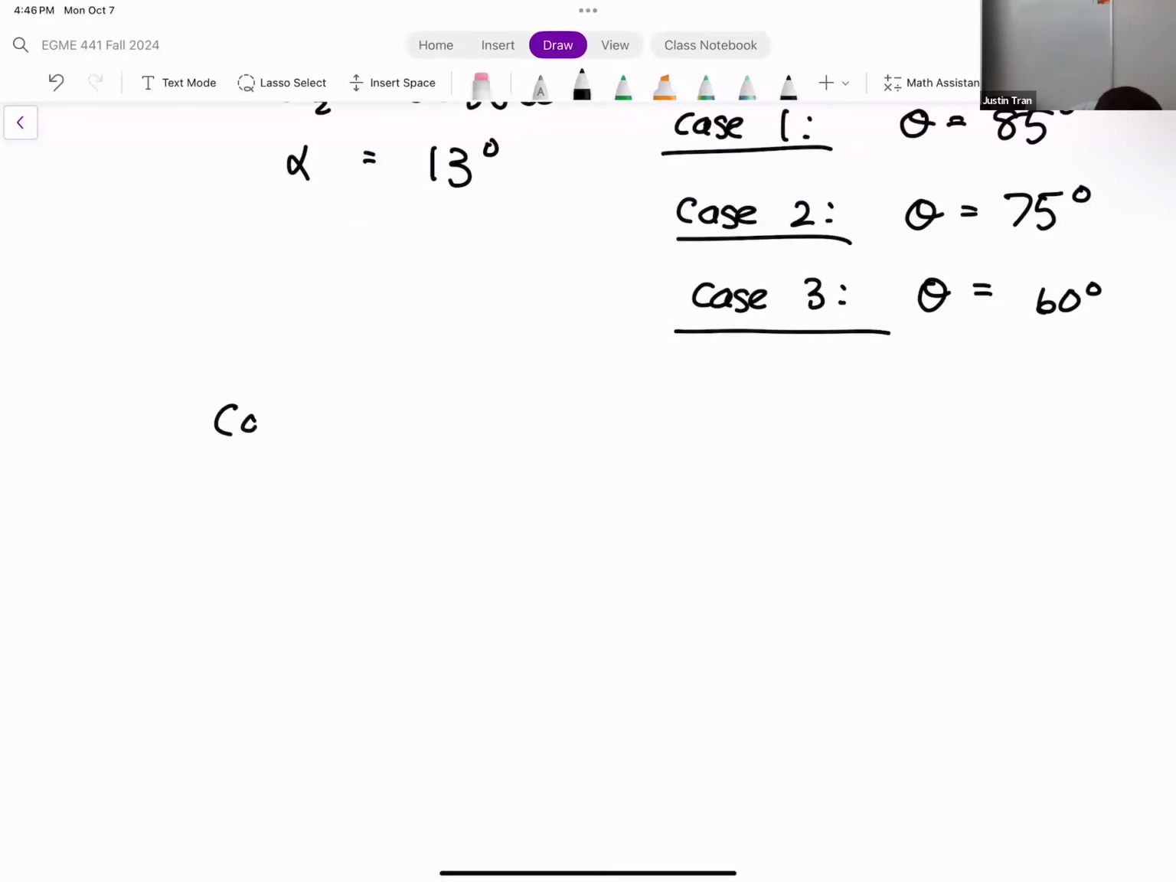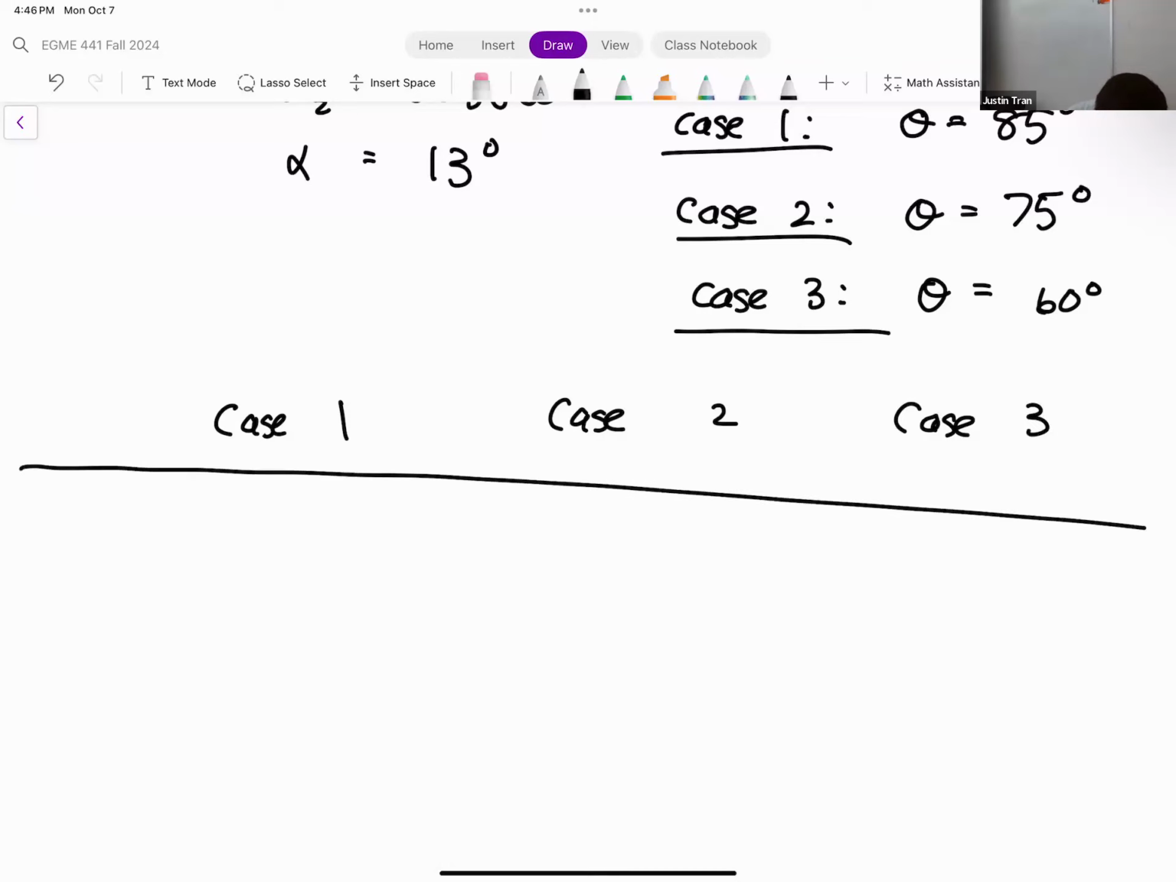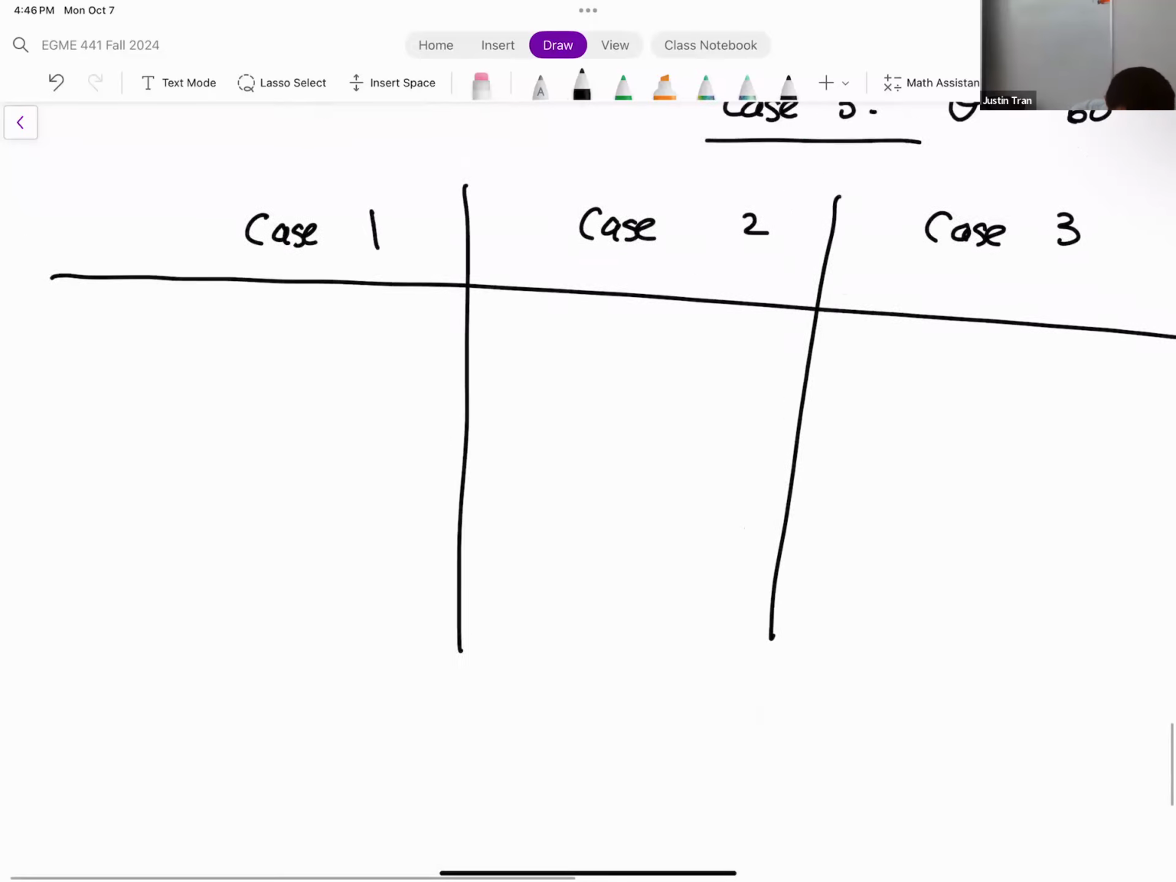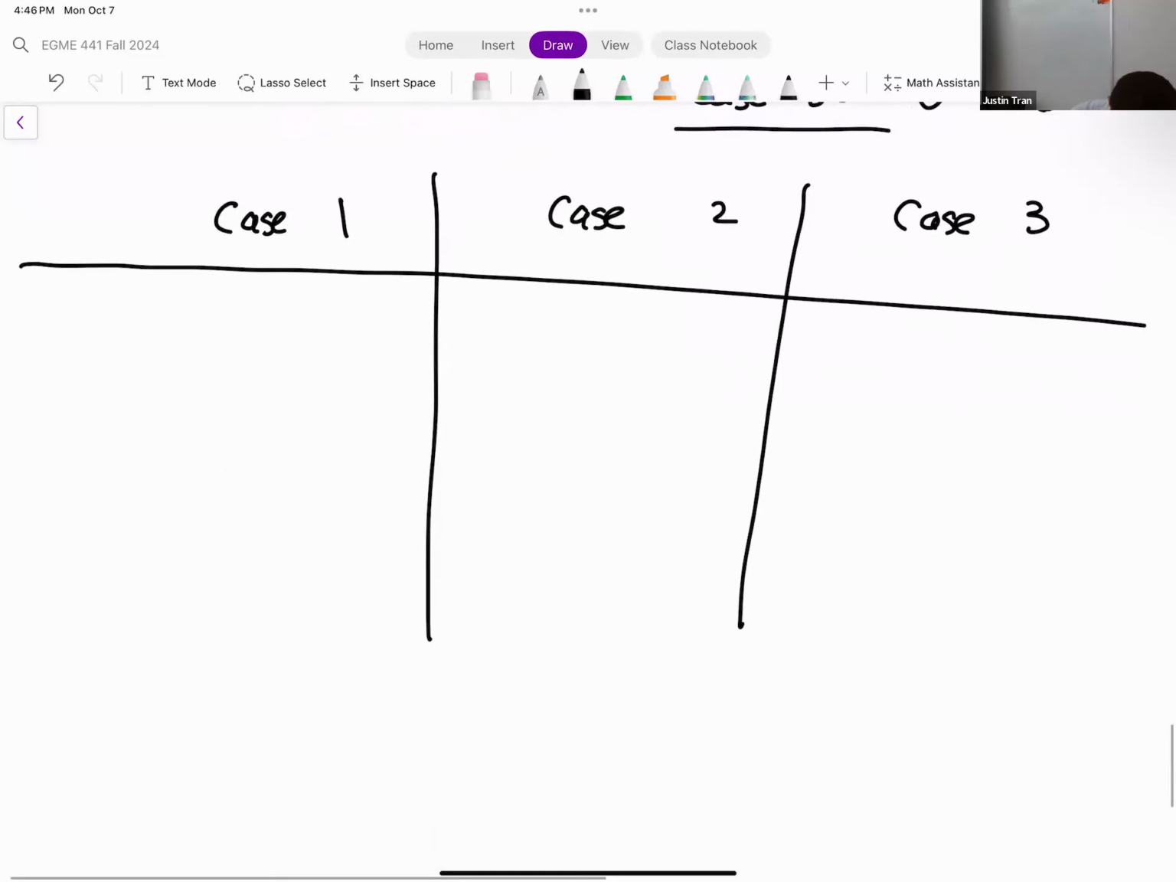Then let's write out our results, and let me give you the results in tabular format. We have case one, case two, case three. For every case, we're going to compute the muscle force, the axial joint force, and then the shearing force.